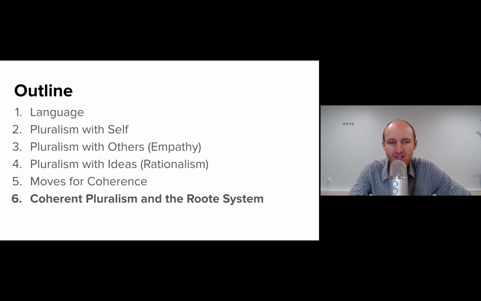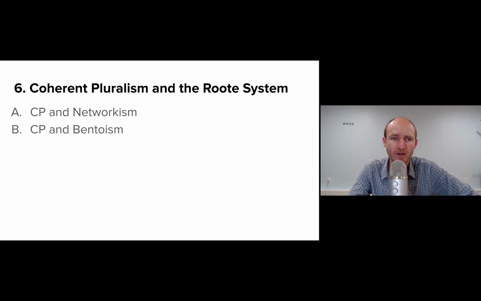Okay, number 6 here. The last one, coherent pluralism and the Roote system. This is where we're going to chat about how coherent pluralism relates to those other pillars. So we're going to chat about coherent pluralism and networkism, and then coherent pluralism and bentoism.